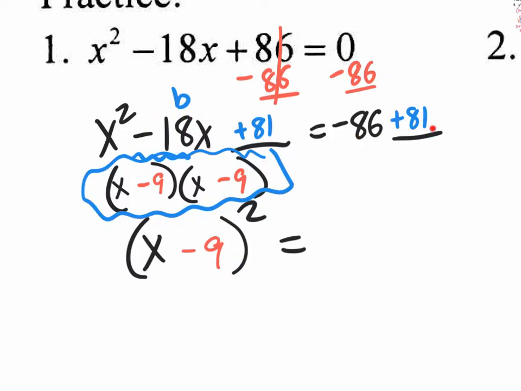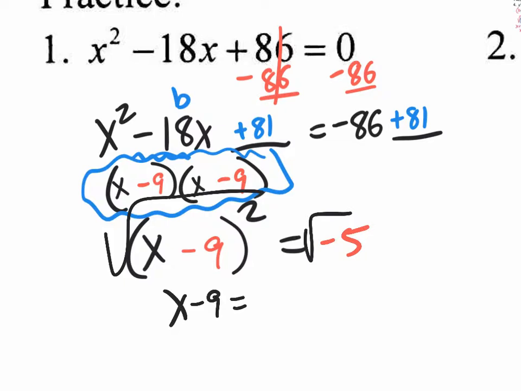Now how about negative 86 plus 81? What's that? Negative 5. Thank you. Negative 5. What's my next step? Square rooting. x minus 9 equals plus or minus. You need that plus or minus, then what? What happens with that negative on the inside? I. Becomes an i on the outside. So don't forget that the i is out in front, and then you put the square root of 5.